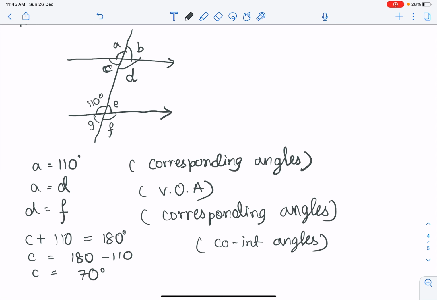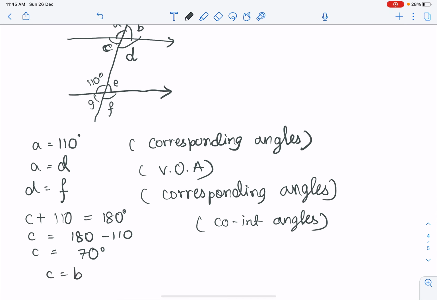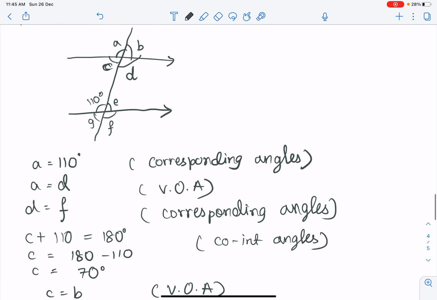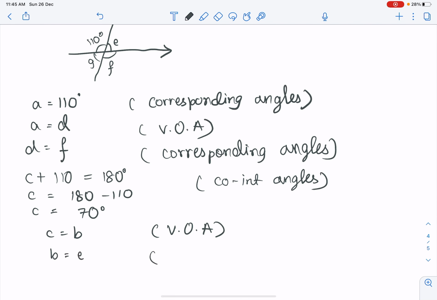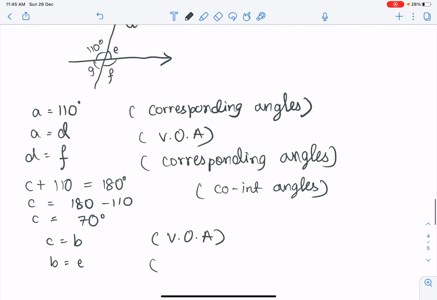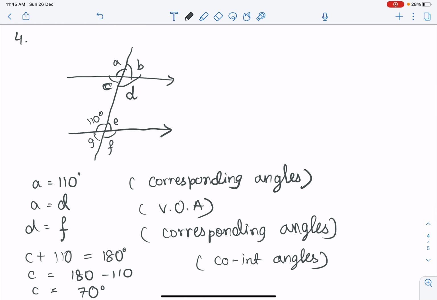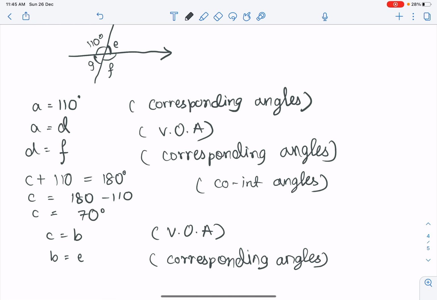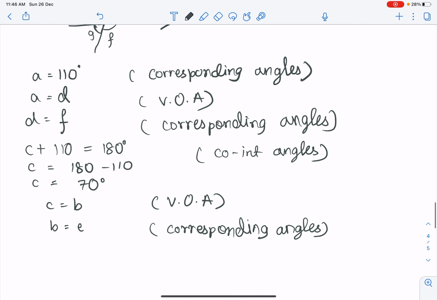Got it? Now C can be equal to B because of vertically opposite angles. And B can be equal to E because of which angle? Corresponding. Very good. And if you want to solve these sums quickly, you should understand the types of angles. You should remember by heart the angles, where they are formed and how they are formed. Okay. Now E will be equal to G because of vertically opposite. X shape is forming.